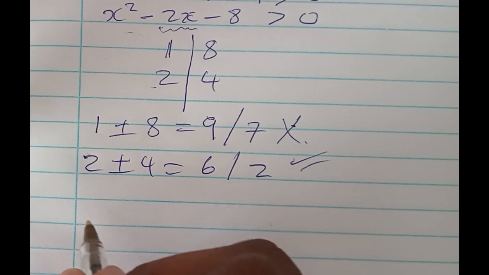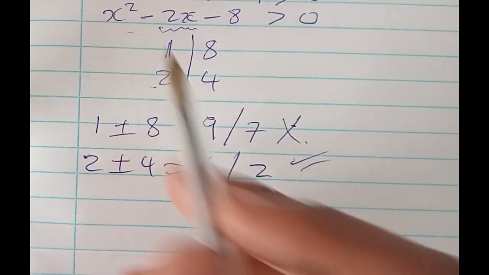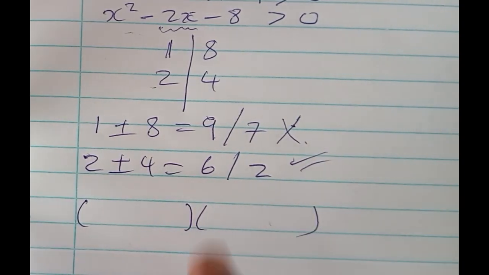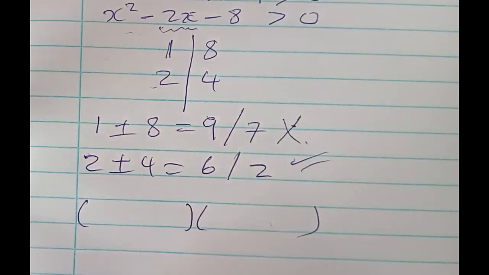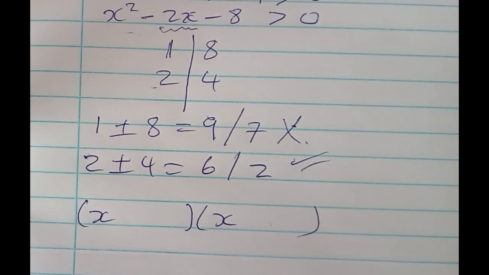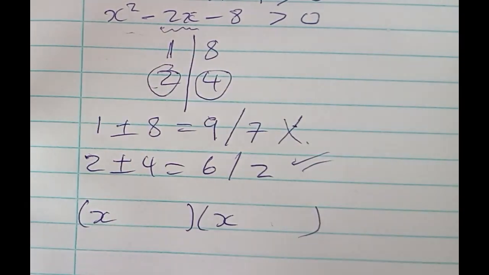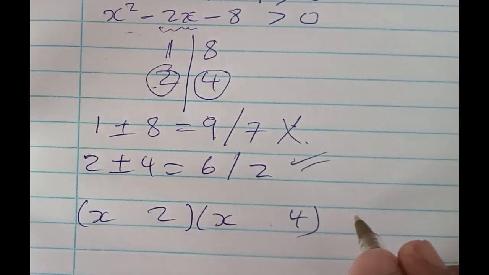So remember that it was x squared, right? So I'll open two brackets. Here, guys, I was showing you steps, so you should not write that on your answer sheet. So my values are there. It's 2 and 4, right? So I'll say 2 and 4.